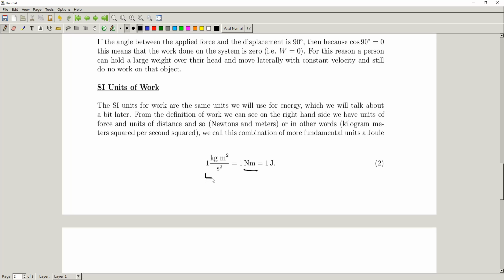We have 1 kilogram meter per second squared times a meter, right? Because we're getting an extra meter from the distance, it ends up being newton meters, which is what we just saw, and we call this collection of units joules. So this collection of units, kilogram meter squared per second squared, can be written as newton meters, and it can also be written as joules. So when we talk about energy or work, we're going to talk about it in terms of joules, and joules are just this collection of more elementary SI units.